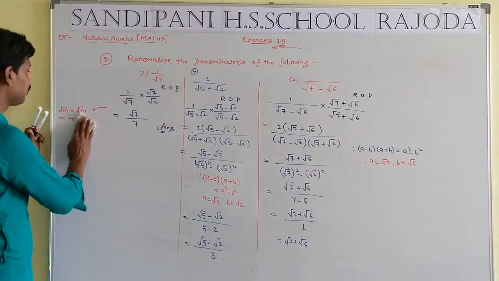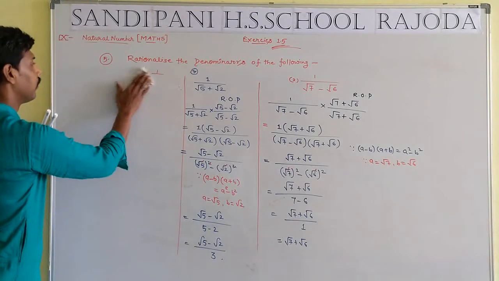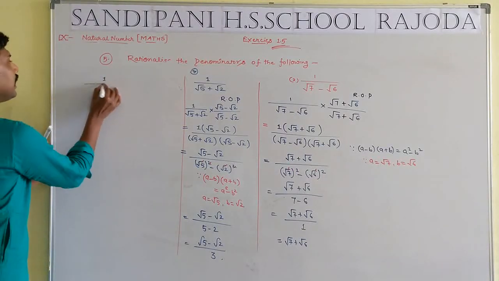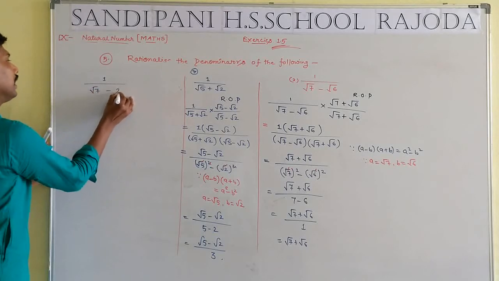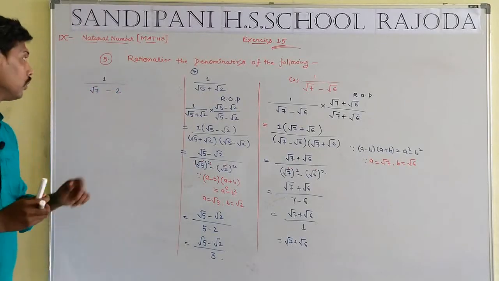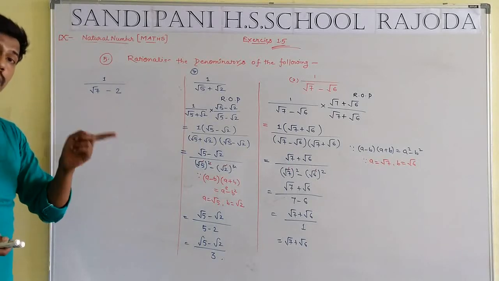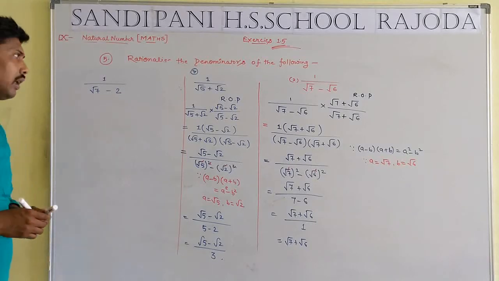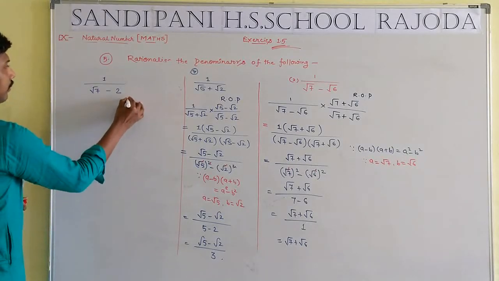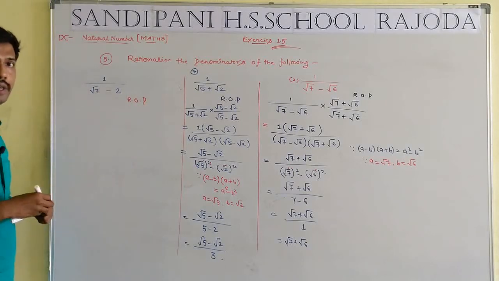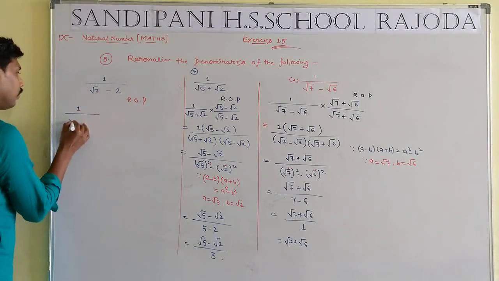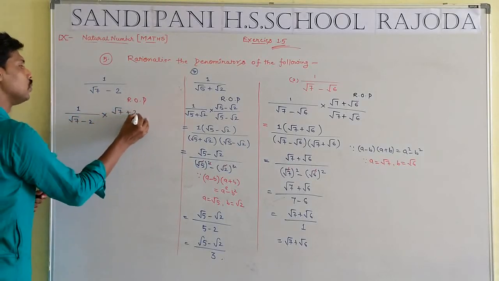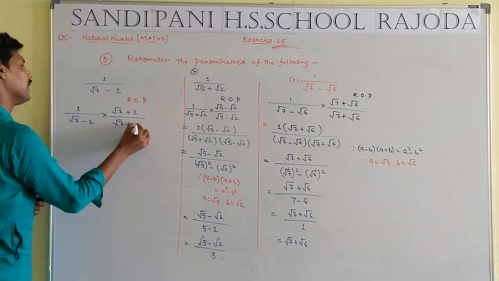Now we are taking the last part of this question, question number fourth. 1 by root 7 minus 2. In this question we use two parts. Root 7 and 2 are opposite to each other. Root 7 is an irrational number but 2 is a rational number. Take something different from the other questions. RD. Take 1 by root 7 minus 2 into root 7 plus 2 by root 7 plus 2.